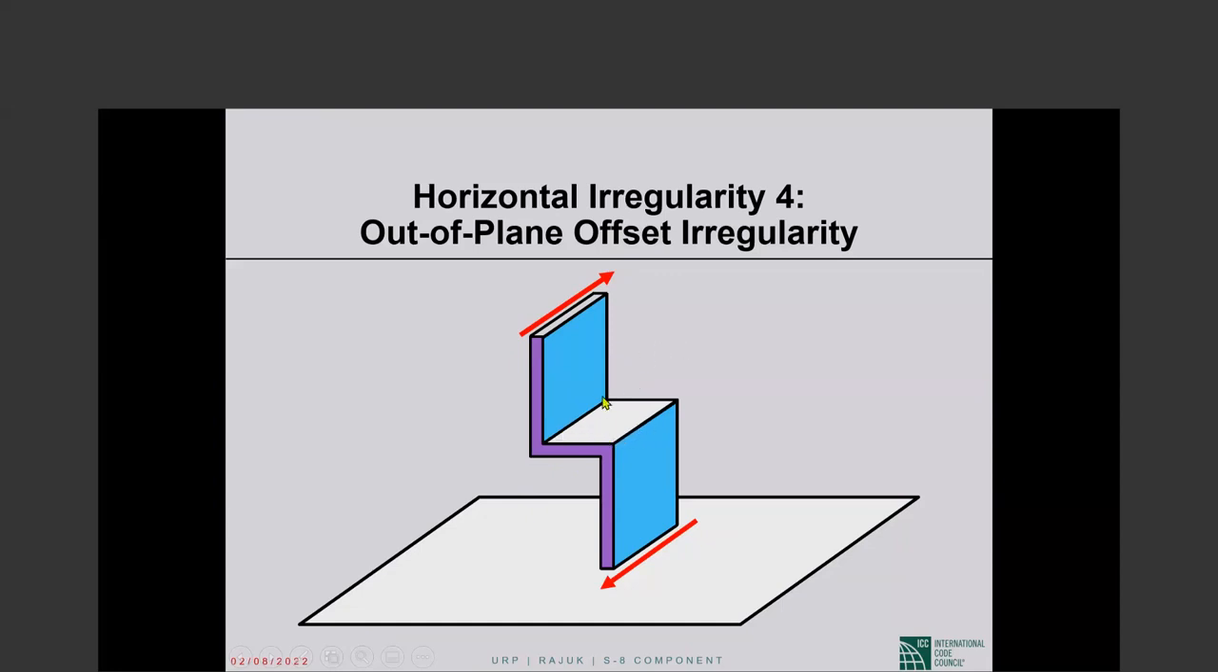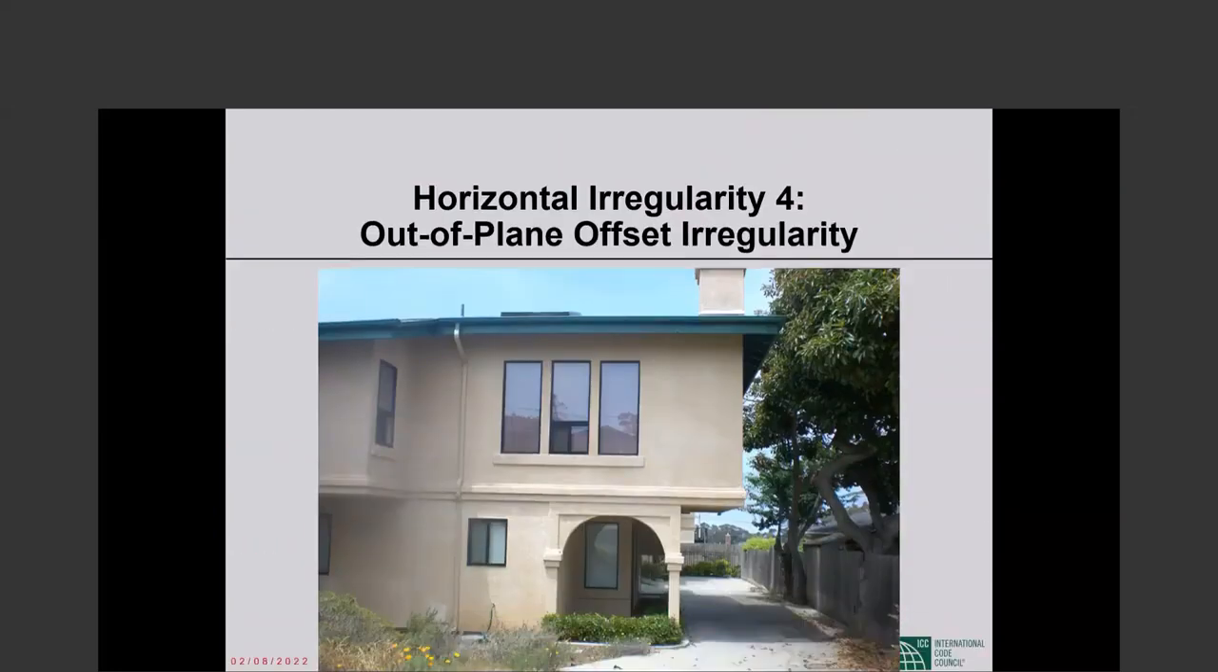So there will be this shear, there will be that shear, and then there will be shear in the diaphragm. This is called a transfer diaphragm when this thing happens, when the diaphragm has to transfer the shear from the base of this wall to the top of the continuing wall. This transfer diaphragm has to be treated properly in design. Those transfer forces have to be treated properly. But anyway, this is out of plane offset irregularity.